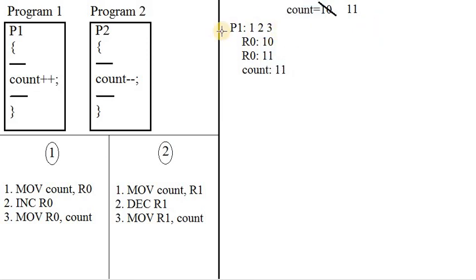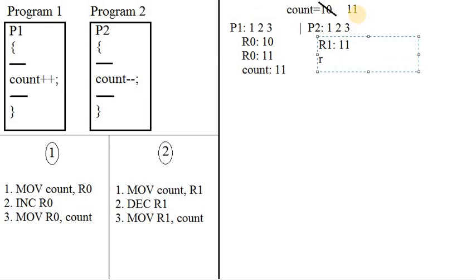Now let us execute the second program now. So first let me separate this with a pipe symbol here, that is P2. P2 now will be executed with how many instructions? 1, 2, 3. So all those three instructions. Okay, let us start. Now while executing P2, what will happen? Move count comma R1. So R1 will be having the new value of count value here. That is, what is the updated value here for count? That is 11.